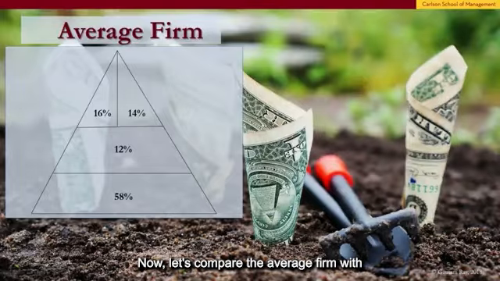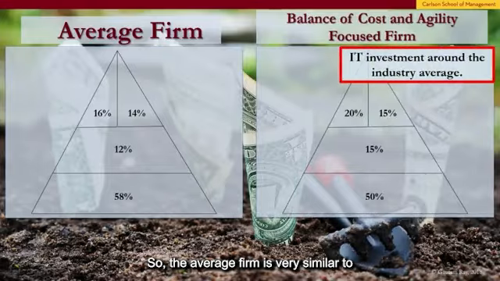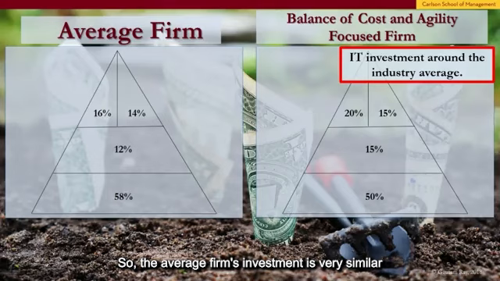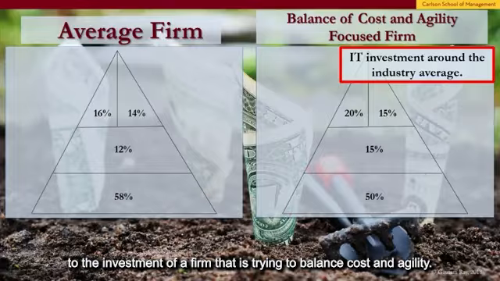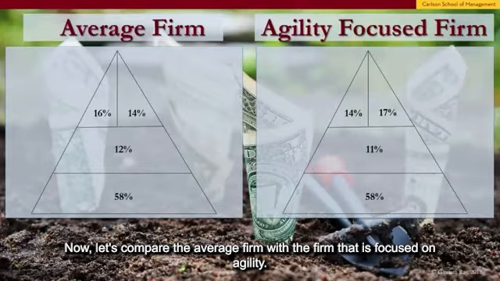Now let's compare the average firm with the firm that is trying to balance cost and agility. So the average firm is very similar to the firm that is trying to balance cost and agility. The average firm's investment is very similar to the investment of a firm that is trying to balance cost and agility. Now let's compare the average firm with the firm that is focused on agility.